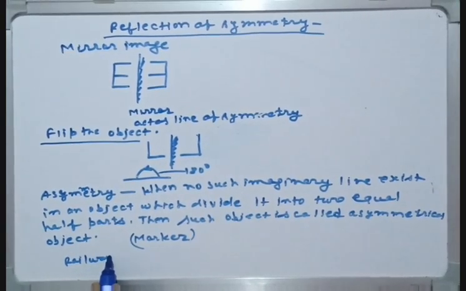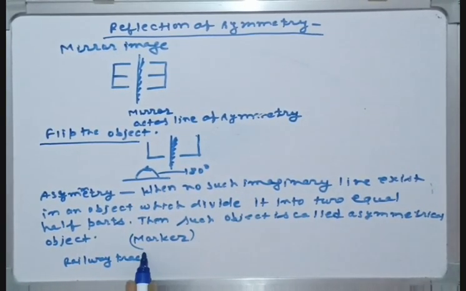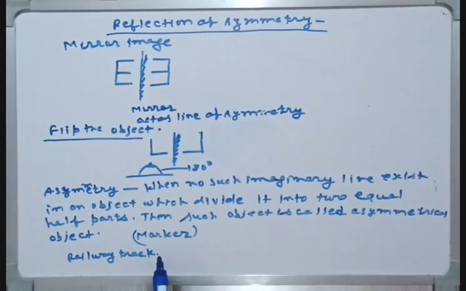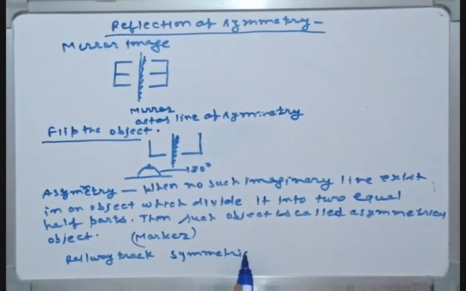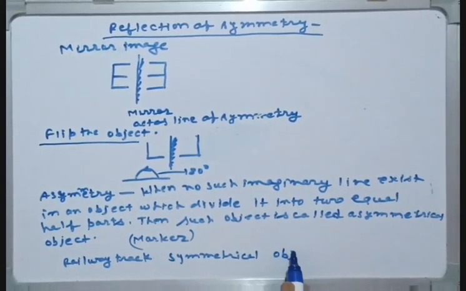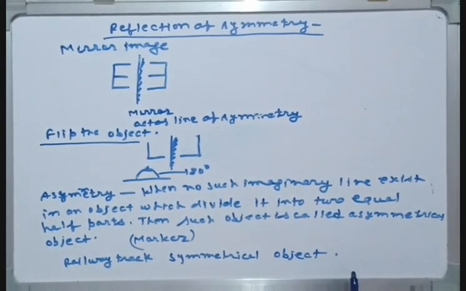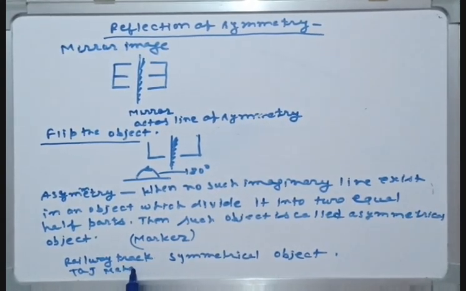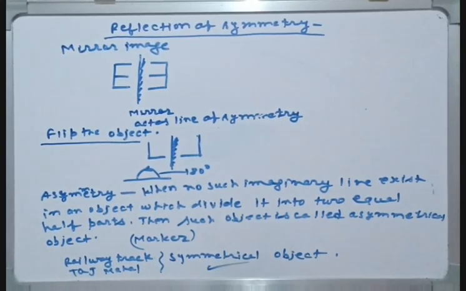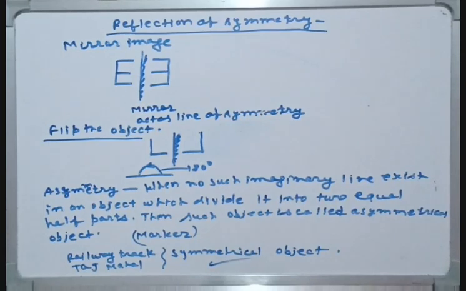Okay guys, now in daily life, a railway track is an example of a symmetrical object, or you can say the Taj Mahal is also an example of a symmetrical object. Okay guys, so this is all about symmetry.